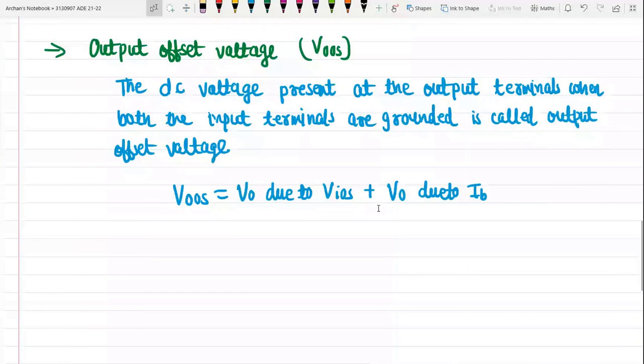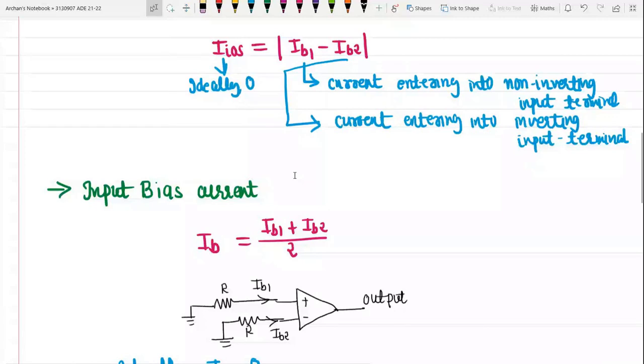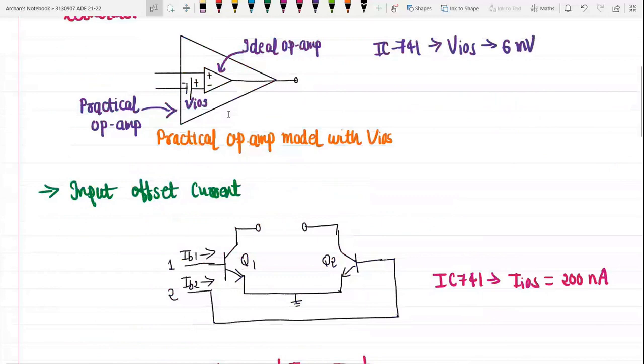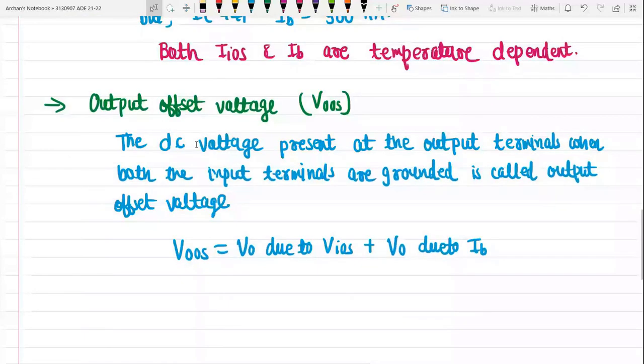Okay, now all these parameters which we have seen are not desirable. So whenever possible, we should minimize this input offset voltage, input offset current, input bias current, and output offset voltage. Okay, why? Let us try to understand this phenomenon. What will be the effect of these parameters and how will we be able to compensate them? That is very important, right?